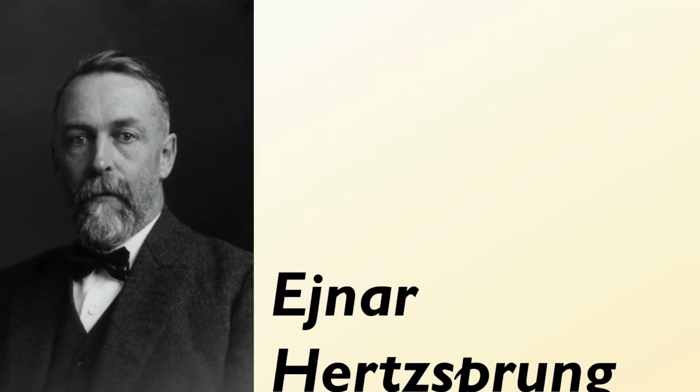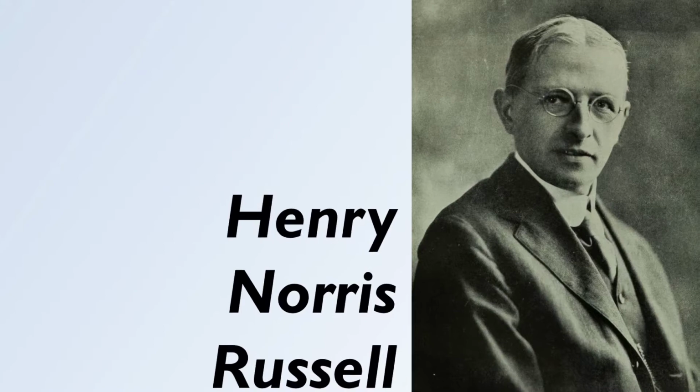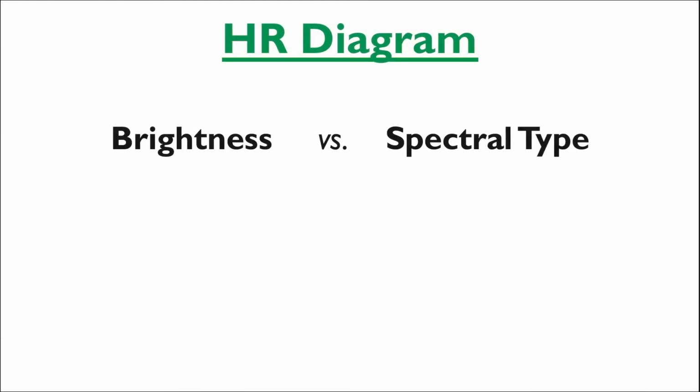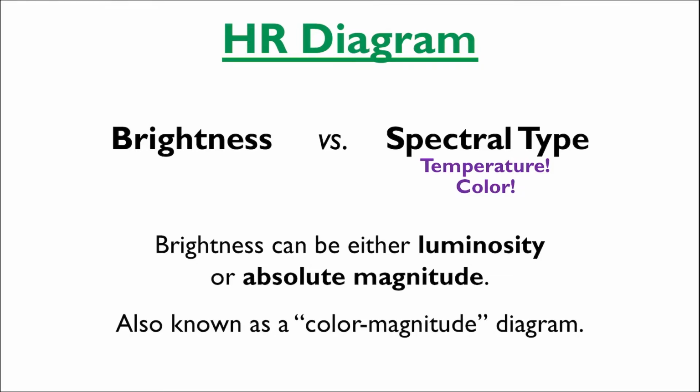Named after Danish astronomer Einar Hertzsprung and American astronomer Henry Norris Russell, it is a graph of the brightness of stars versus their spectral types. Brightness can mean either the luminosity of the star or its absolute magnitude, and you're likely to see both on the HR diagram. And remember, spectral type can tell us the temperature and color of the stars as well, so we sometimes refer to the HR diagram as a color magnitude diagram.